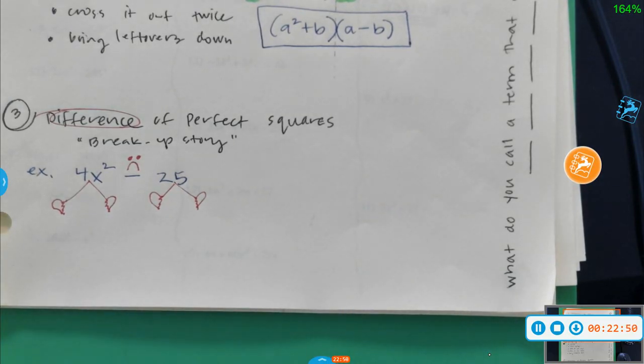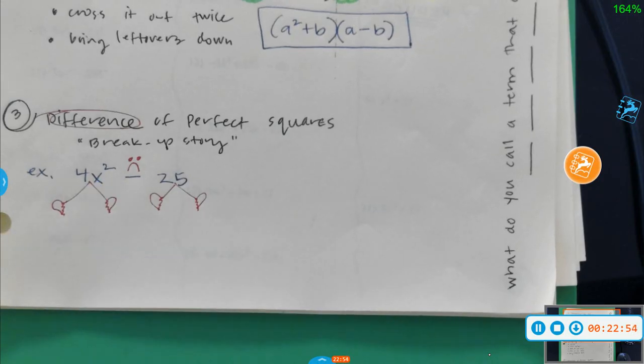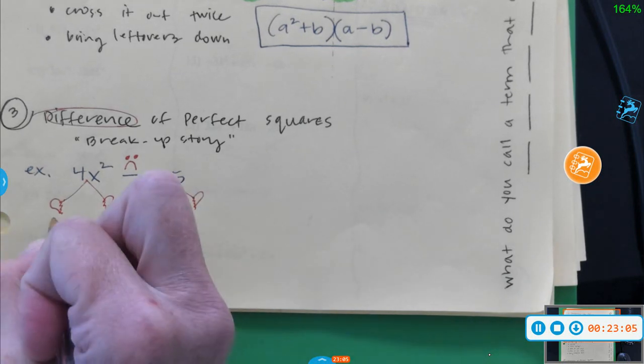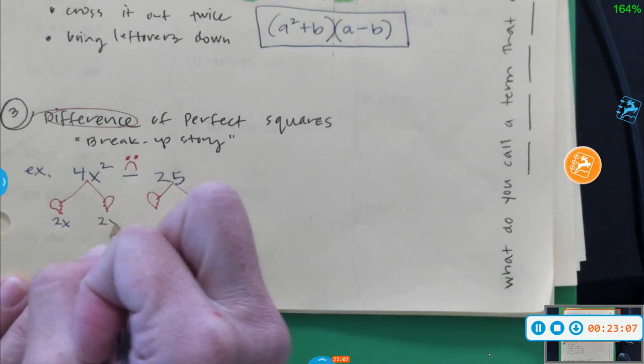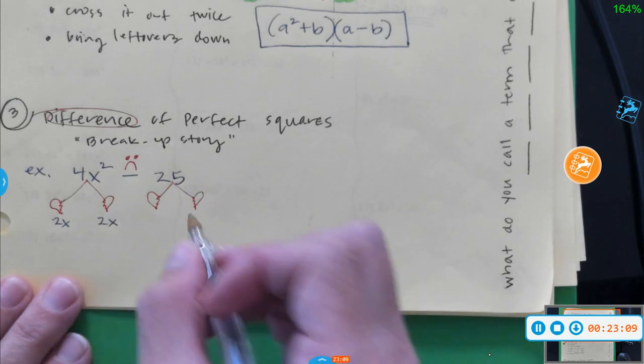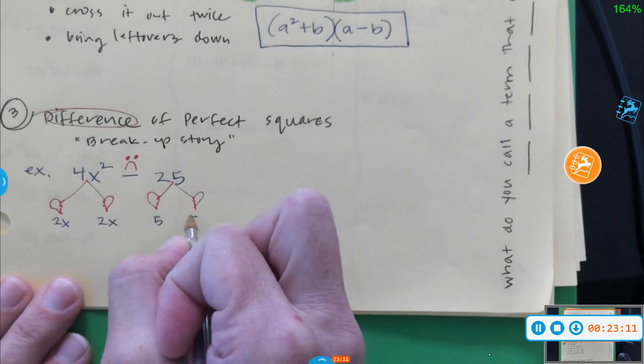Now, if you were to take the math term 4x squared and split it into two perfectly symmetrical parts, they have to be exactly the same, but you have to split it. What would be in each part? 2x, 2x. Very good. So this is going to split up to 2x and 2x. Same thing for 25. This is going to split up to 5 and 5.